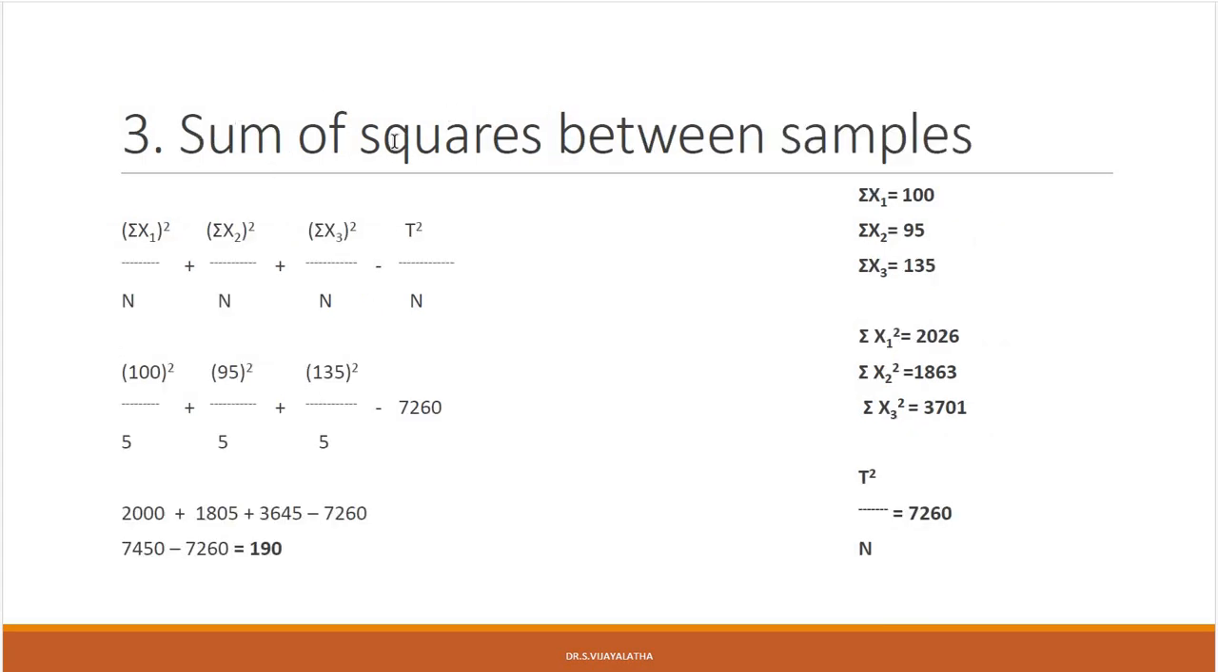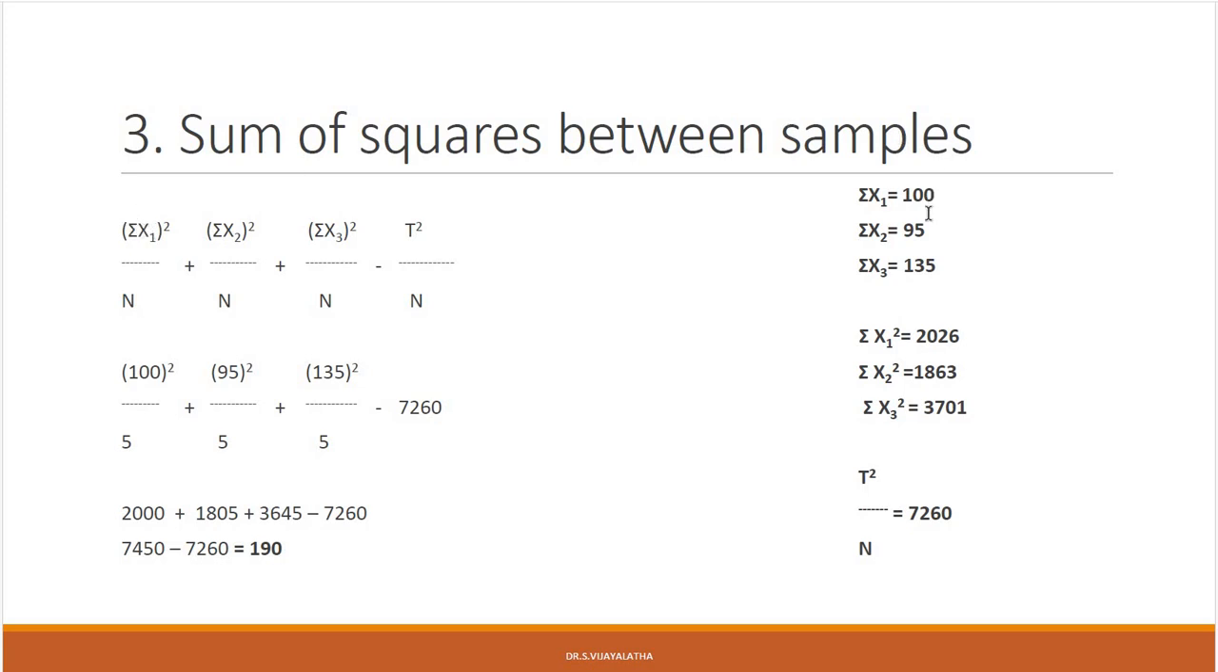The next step is sum of squares between the samples. For this, the formula is sigma x1 the whole square by n plus sigma x2 the whole square by n plus sigma x3 the whole square by n minus the correction factor. We have to understand that this is different from sigma x1 square, which we used earlier. There we squared all the items and we took the sum. Whereas what we need here is the square of sigma x1.